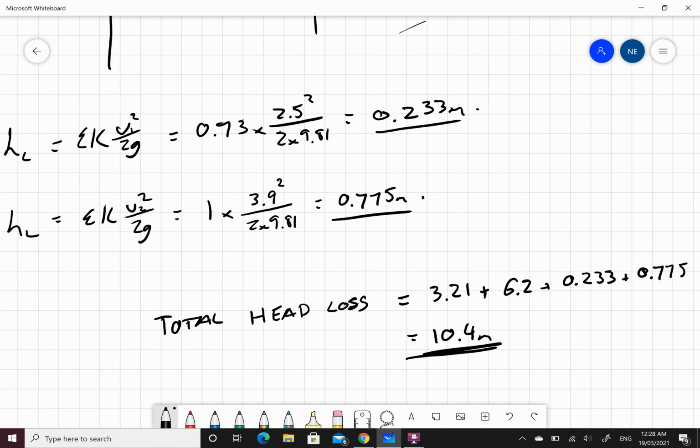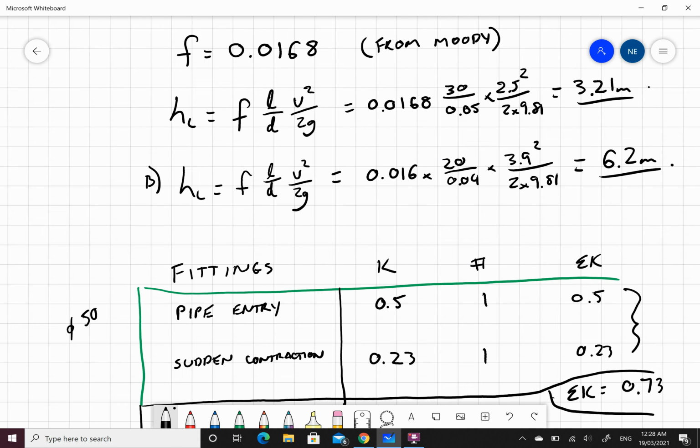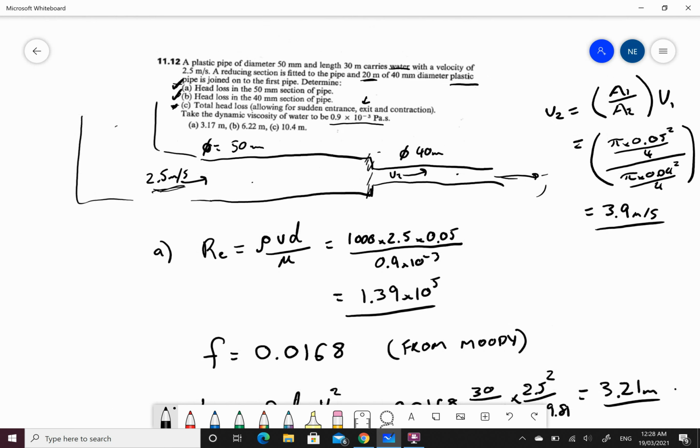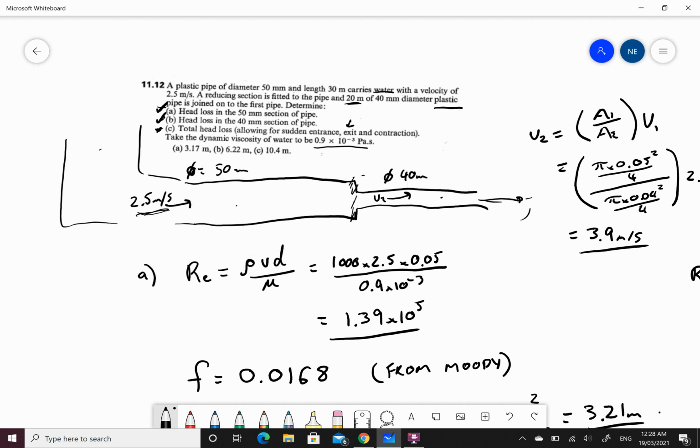Alright, so I hope that makes sense as to how we set things up, how we find things out. Please do be aware that it is relative to the speed, alright? It's relative to the velocity head. That's why I need to be careful as to where we're taking the fittings from.